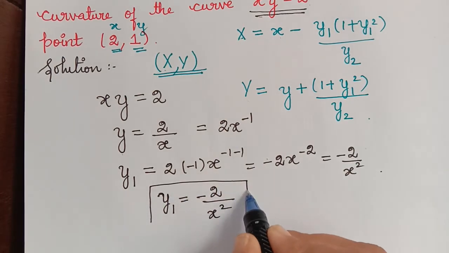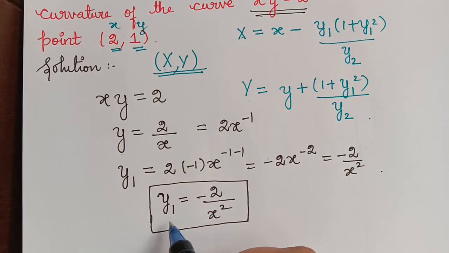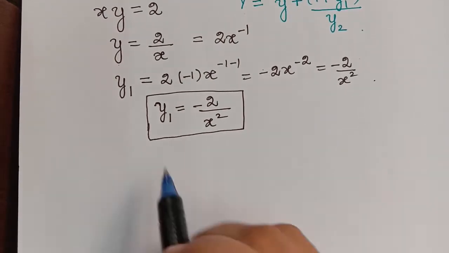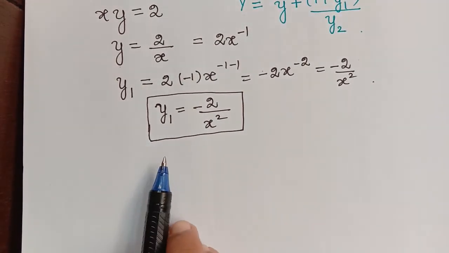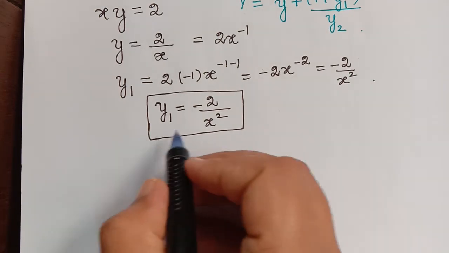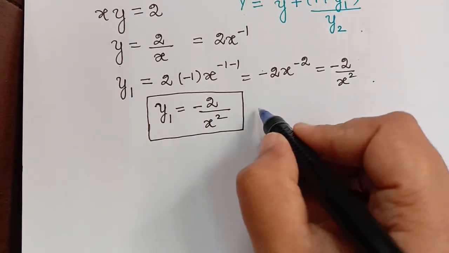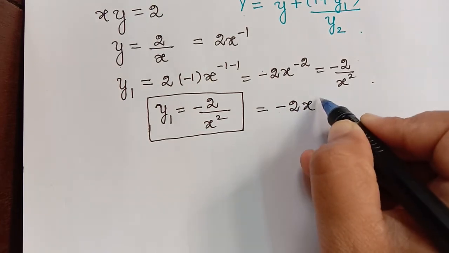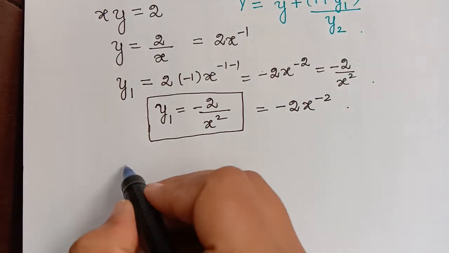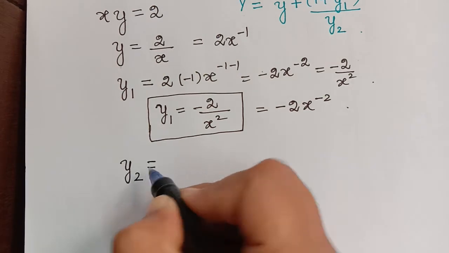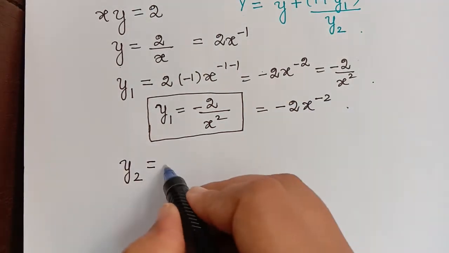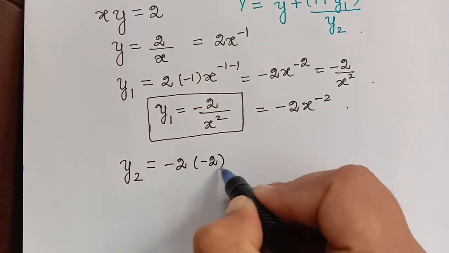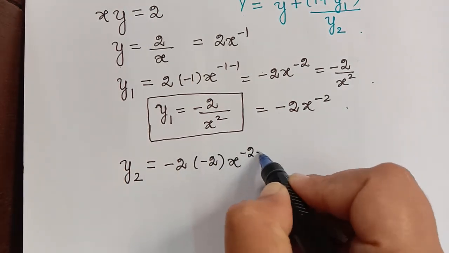So this is y1. Now from this we can find y2. That is, we have to differentiate this y1 with respect to x again in order to find y2. So this is minus 2 x to the power of minus 2, and y2 will be the differentiation of this. So this is minus 2, and then the negative 2 comes in the front, x to the power of minus 2 minus 1.